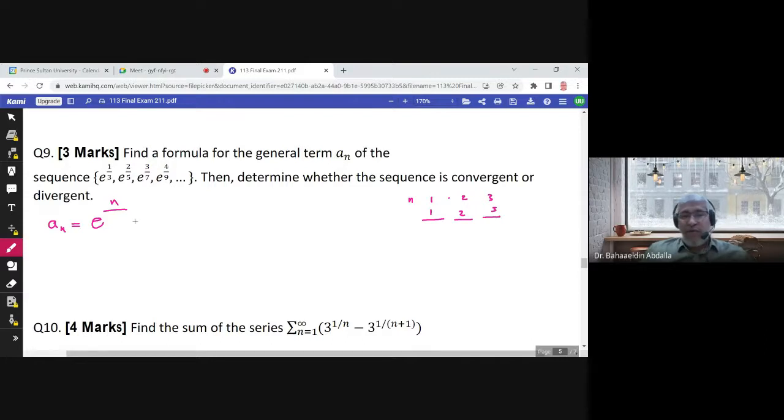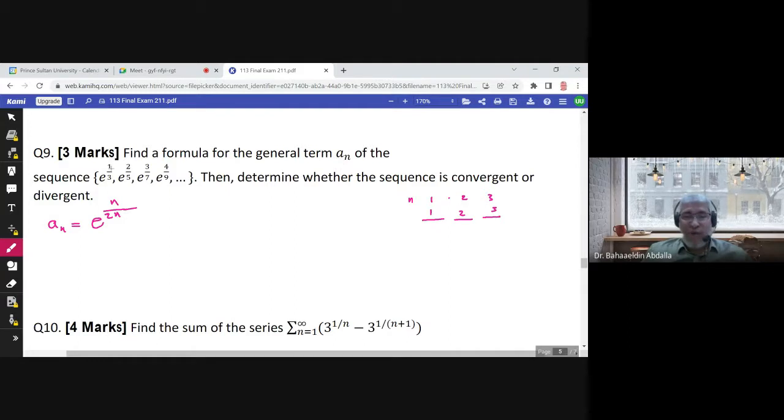So notice that this is 3, 5, 7, 9. I am adding 2. So whenever we are adding 2, this would be 2n. The denominator would be 2n. Now, is it 2n or 2n plus 1 or 2n minus 1? We have to find out.